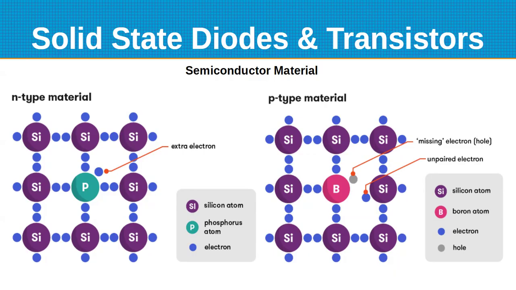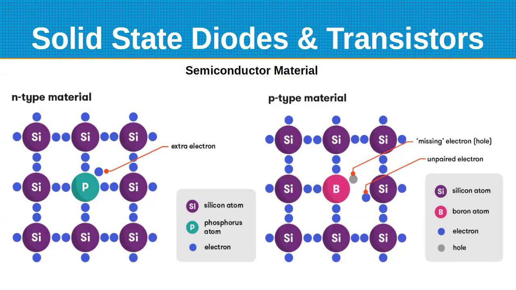And because in the case of phosphorus, it has one more electron than silicon does, you wind up with extra electrons in this matrix, which makes it an N-type material with a negative charge all by its own.